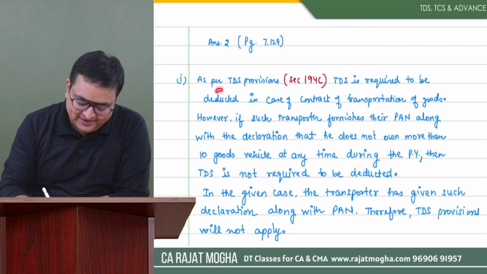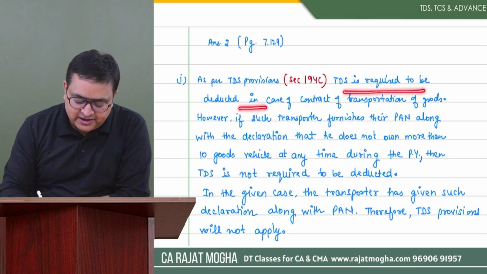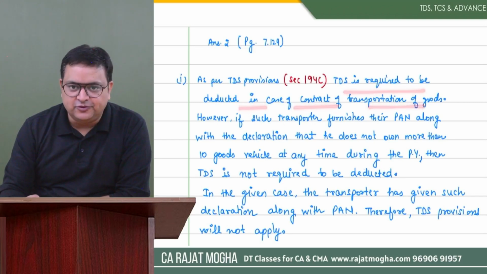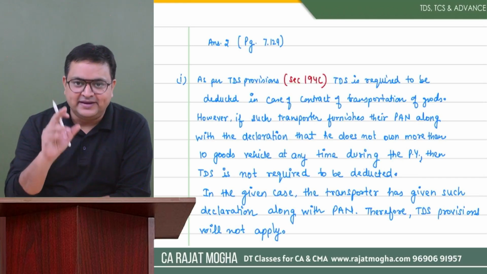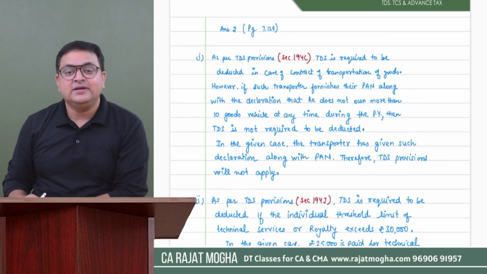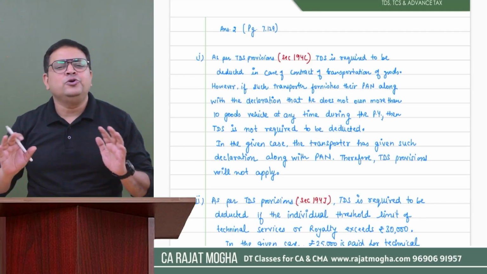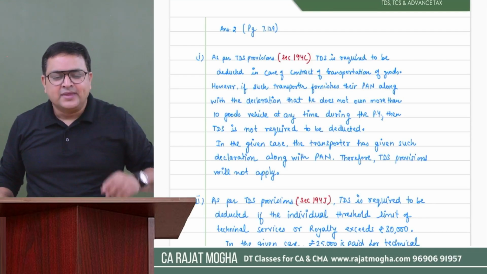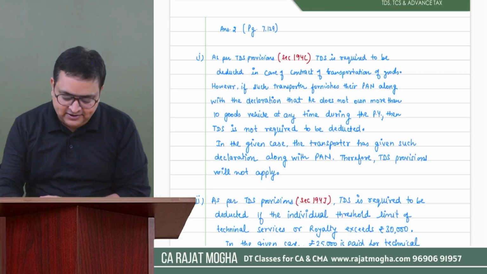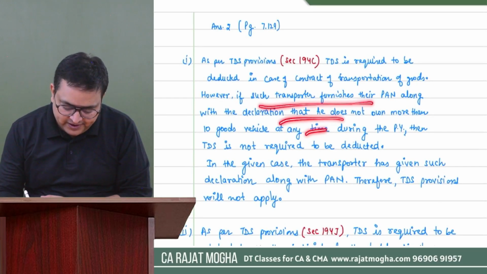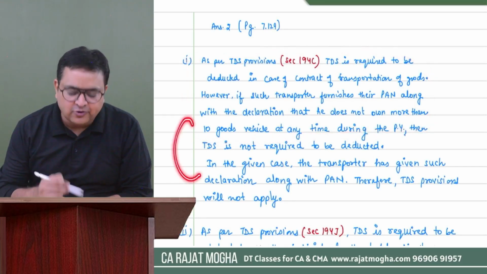As per the TDS provisions, TDS is required to be deducted in case of contract or transportation of goods. For transportation also, we can deduct TDS under section 194C. But yes, there is an exception. What was the exception? If that transporter furnishes a declaration that he does not own more than 10 goods vehicles and also furnishes his PAN, then TDS will not apply. So these are the provisions, and now link your answer with this provision.